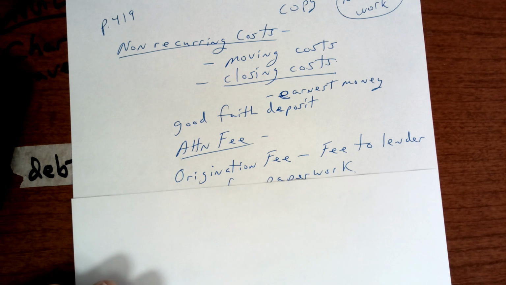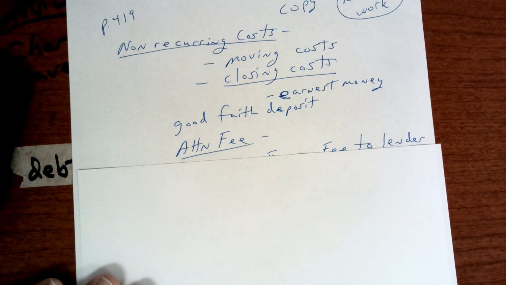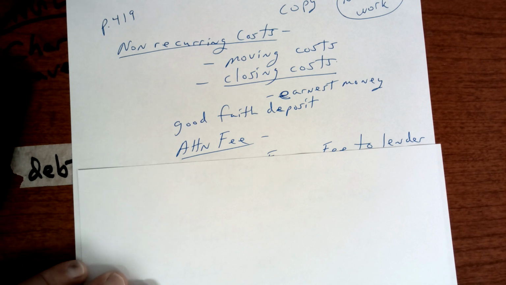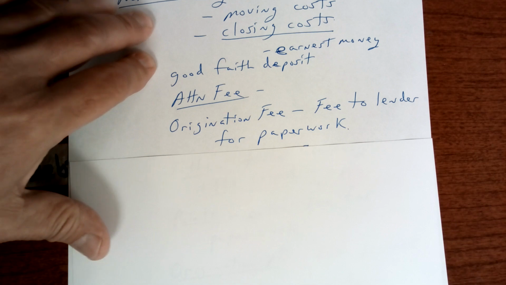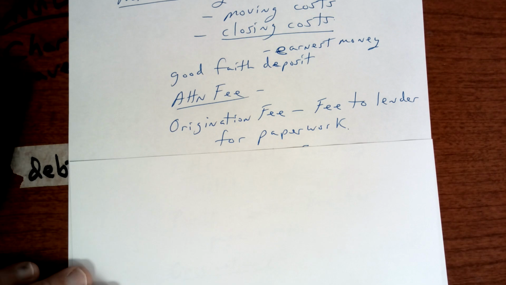Attorney fee. Well, that's what you're going to pay an attorney if you have an attorney. Usually it just goes for a real estate agent and then a title company. Origination fee. That's to pay the lender for paperwork.